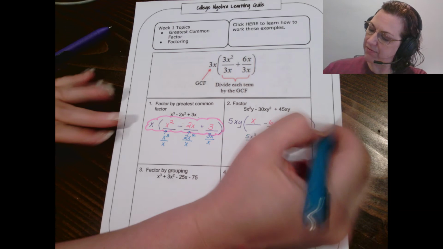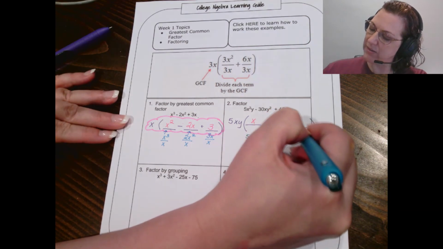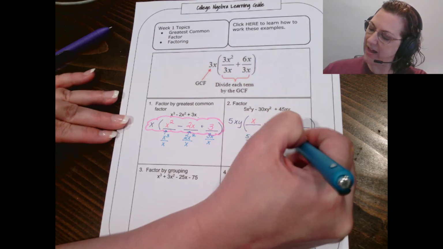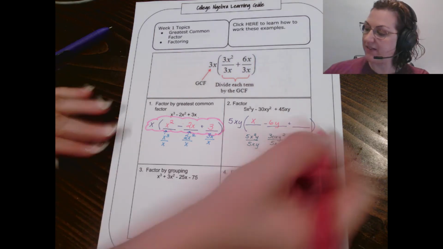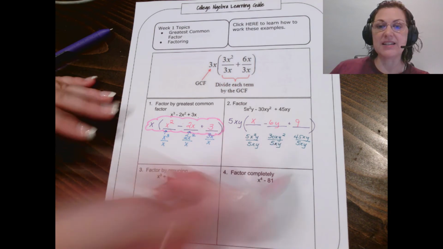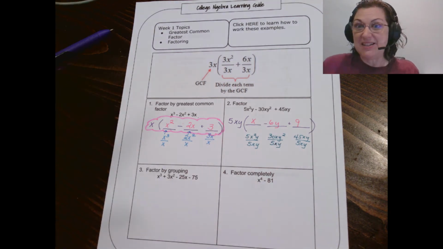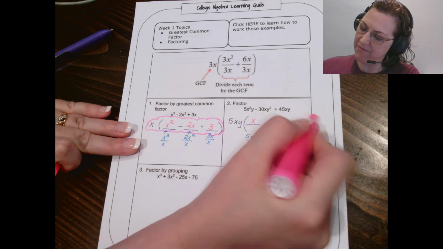And then the last one, 45xy divided by 5xy. So 45 divided by 5 gives me 9, and then the x and the y's go away, and I'm done. That's it. I factored by the greatest common factor.